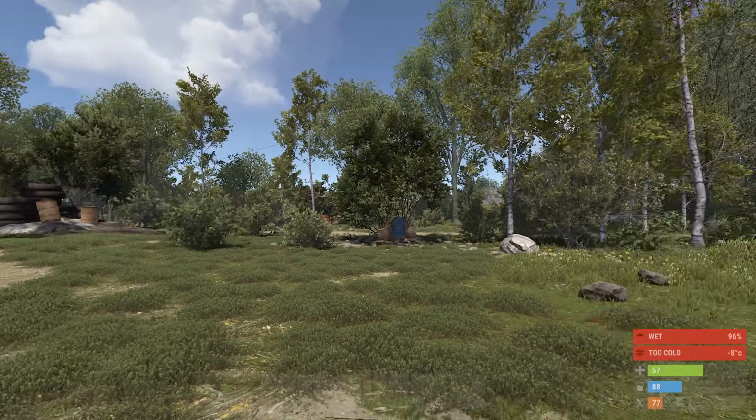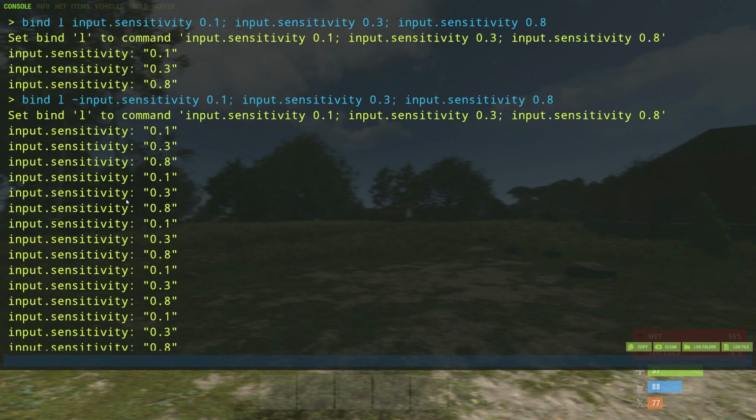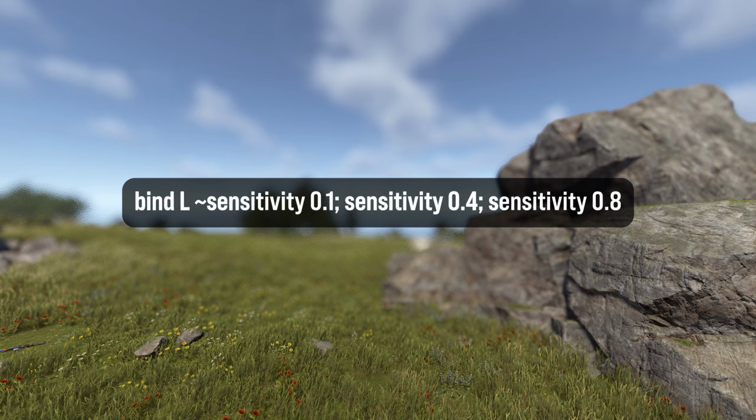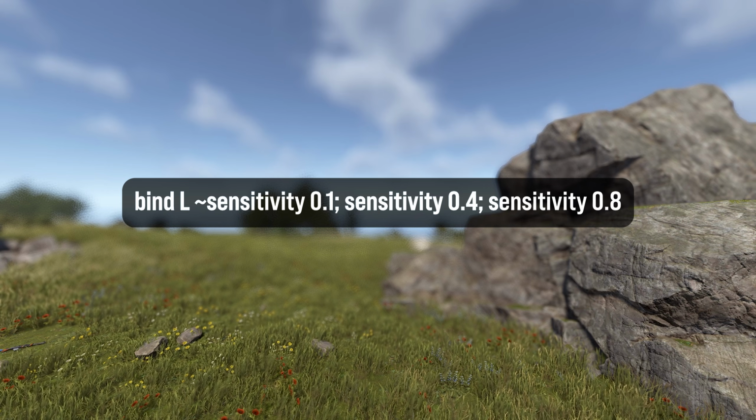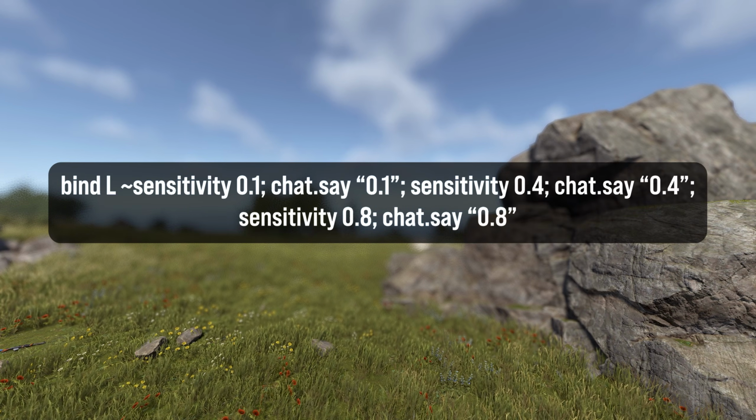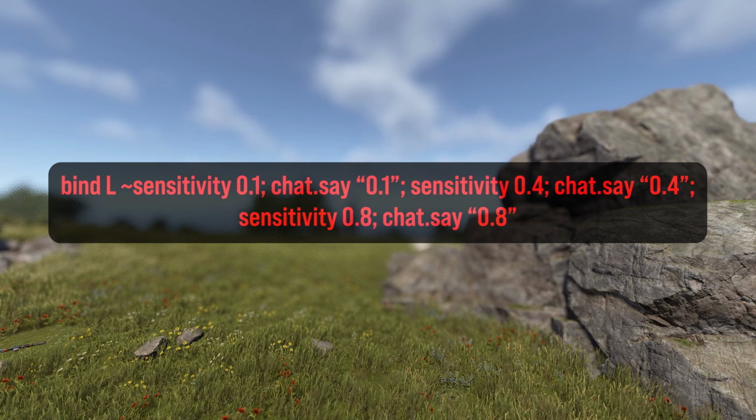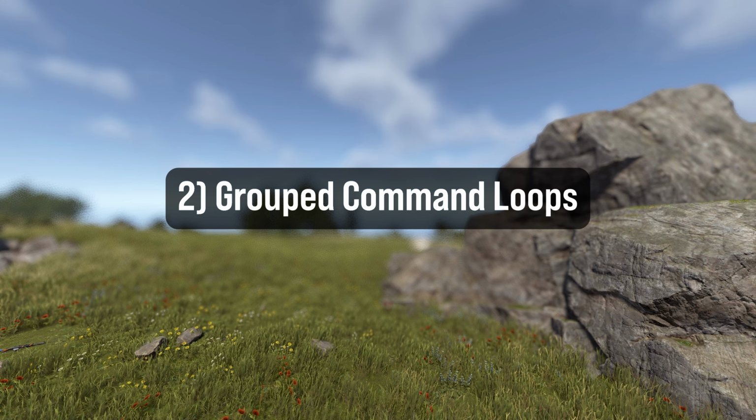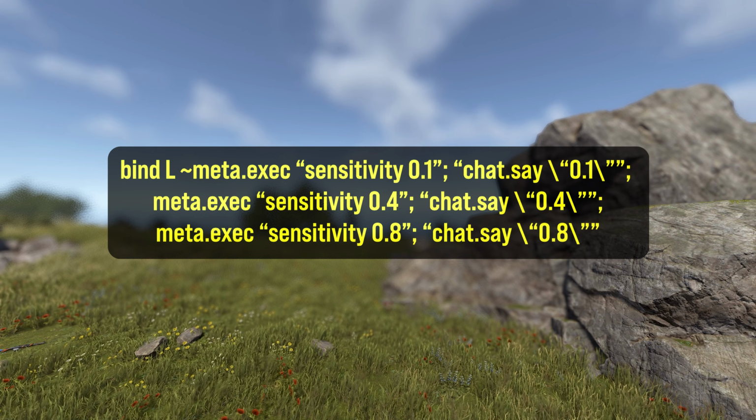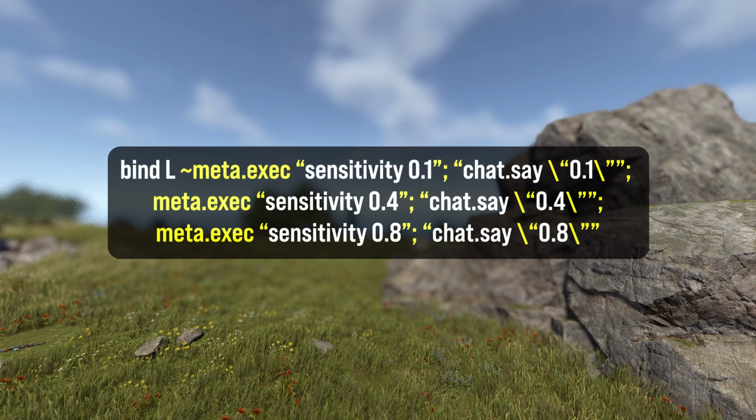This is a very simple and convenient method, but it has one very serious limitation. Commands inside the loop can only be executed one at a time. And if, for example, you want to not only change sensitivity, but also duplicate its value on the screen, you won't be able to do that using a simple tilde anymore. You'll have to use a complex loop or a grouped command loop. A complex loop is essentially a bind inside a bind, which requires special punctuation and syntax.